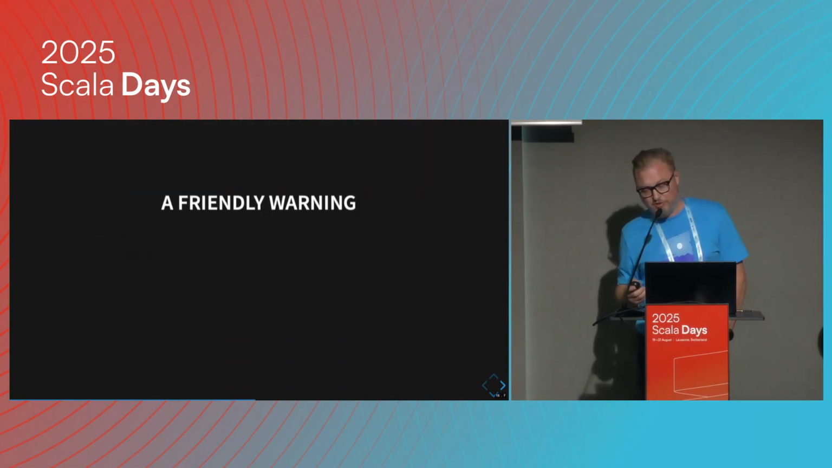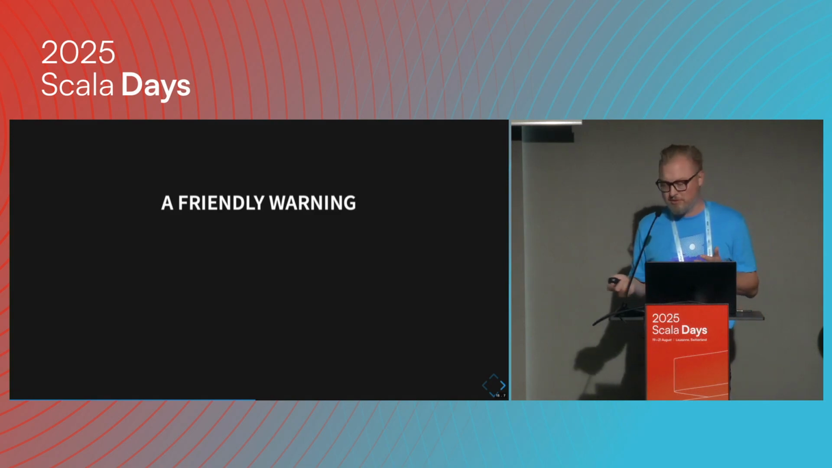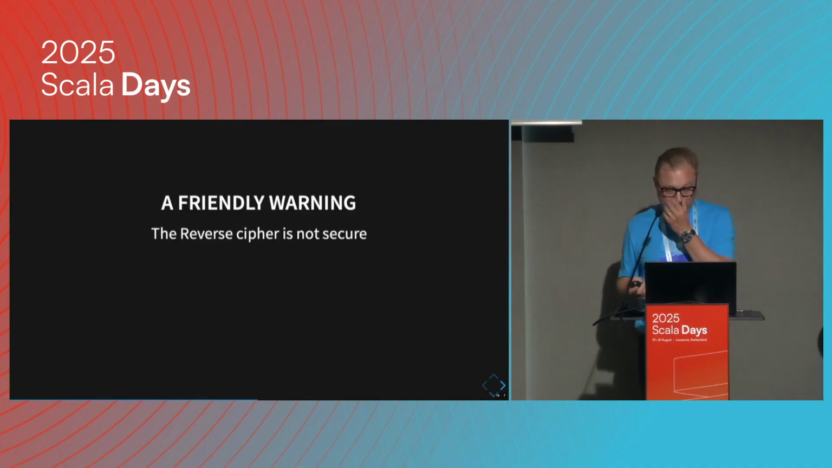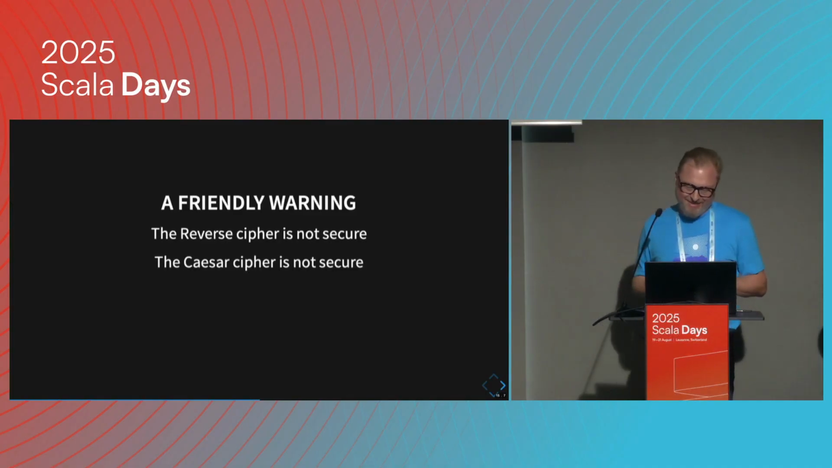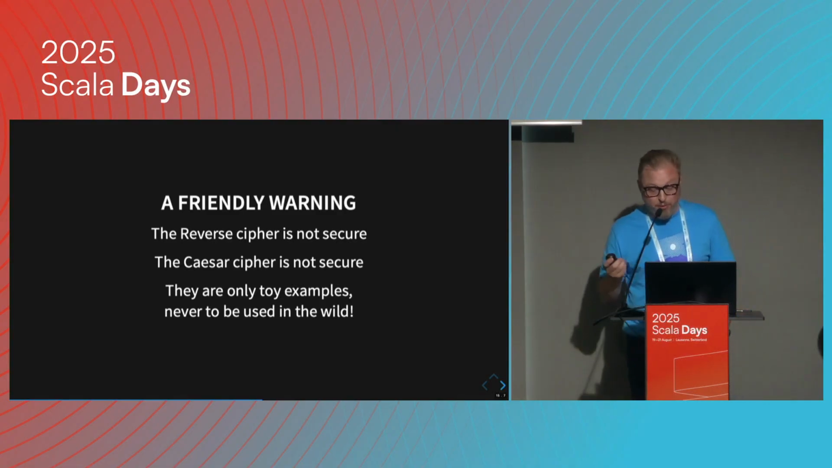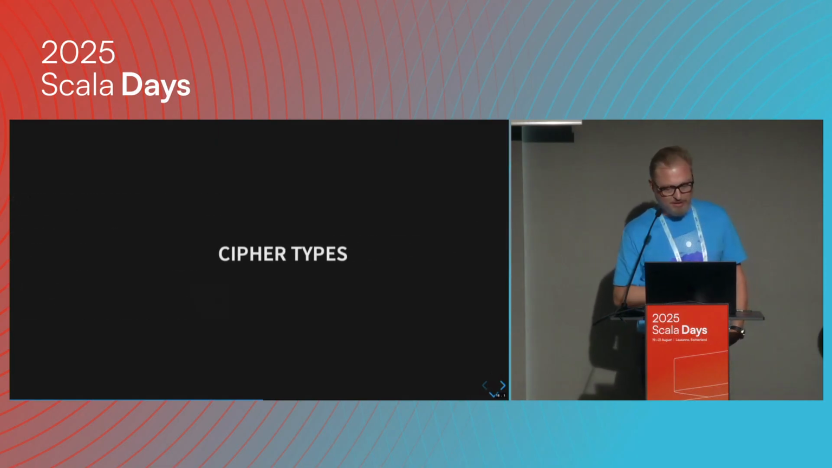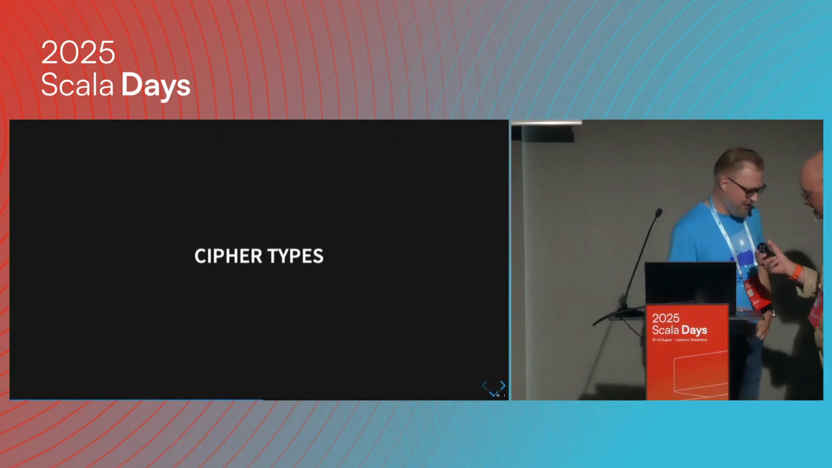But yeah, so that was a quick tour of how you might think about doing these cryptos. But of course, friendly warning here, the reverse crypto is not secure, neither is the Caesar cipher. So they're only toy examples, so you should never use them for real. But to speak about some of the real cryptos you can use, and you should use, I'll let Martin speak here.